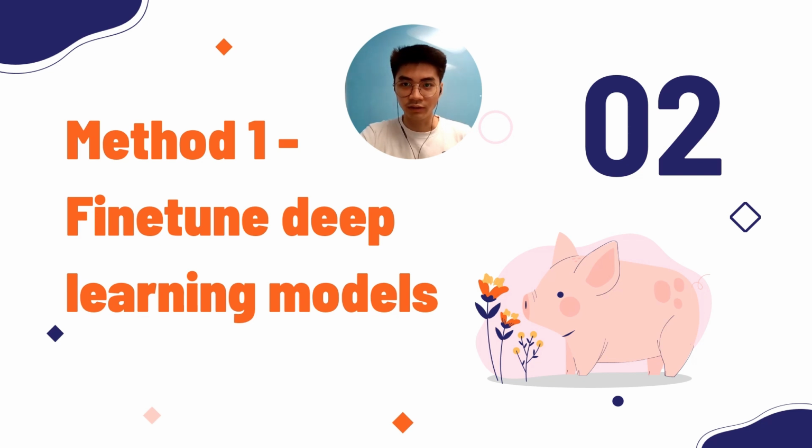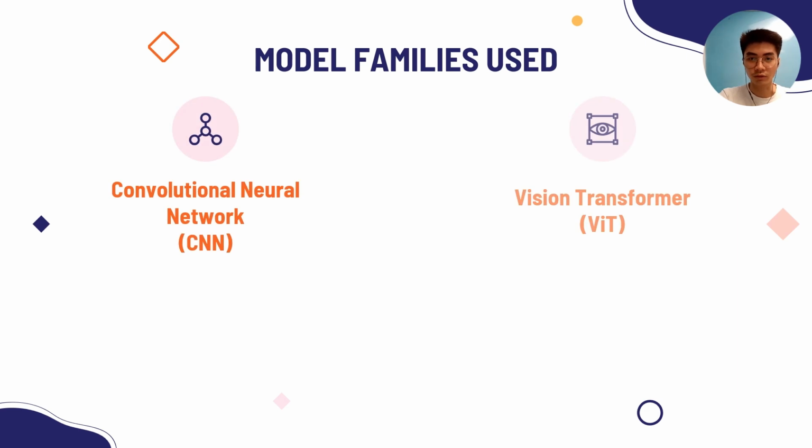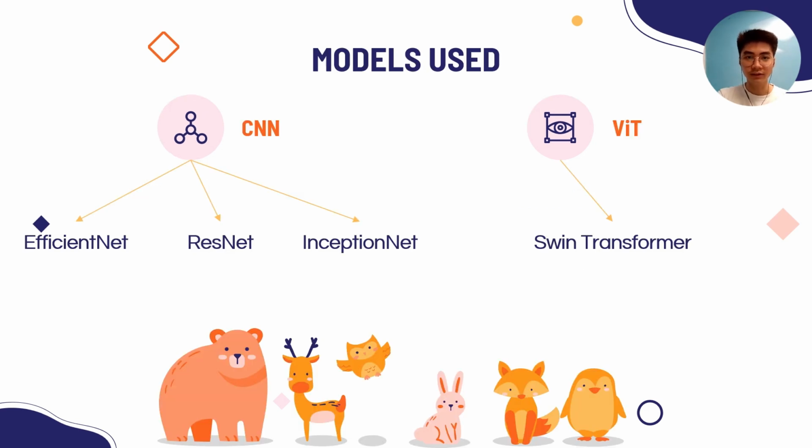To tackle the popularity score prediction problem, we first decided to fine-tune well-known deep learning models on our popularity dataset. These models have shown state-of-the-art performance on image data, and they belong to two main families, convolutional neural networks and vision transformers. Convolutional neural networks make use of convolution and pooling operations to extract features from images, while vision transformers utilize the self-attention mechanism to learn the context and relationship of different elements in image data. The list of specific models that we have conducted our experiment on is shown here. Let's dive into the details of each model and why we have selected them for the task at hand.